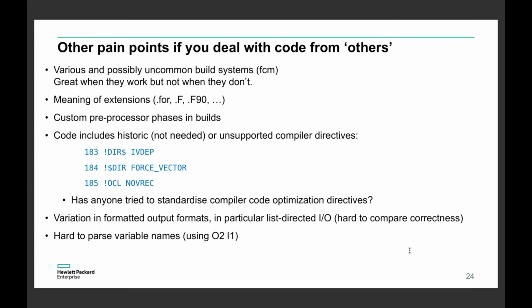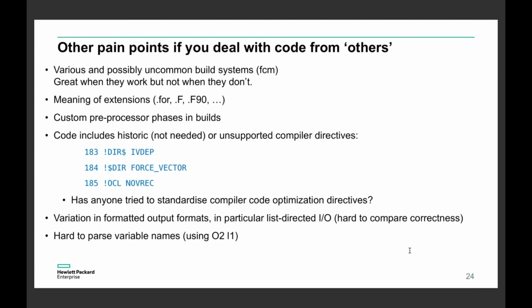Sometimes people abuse the extensions. There's some convention, although it's not a standard. For example, capital F usually means the source code must be pre-processed, and .f typically would mean fixed form. But sometimes these conventions are not followed. Sometimes they're mixed, and that makes our life quite hard. Custom preprocessor traces and builds also complicate things.